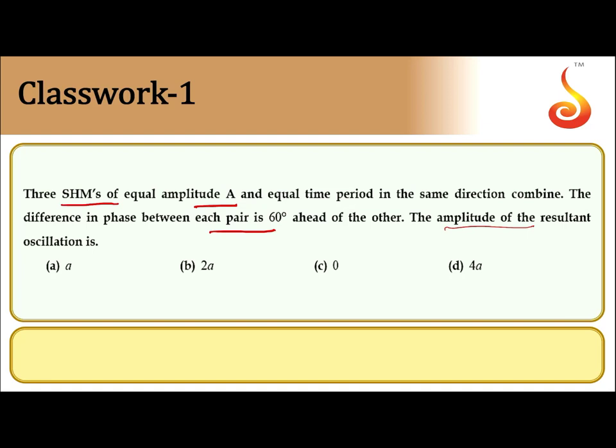Whenever multiple SHMs are given to you, it is a good idea to use phasor diagrams. Let's draw the phasors. The phasor for the first SHM is like this, amplitude A, and the second is like this, of amplitude A, 60 degrees ahead, and the third is ahead by another 60 degrees, also of amplitude A. Let's call them 1, 2 and 3.